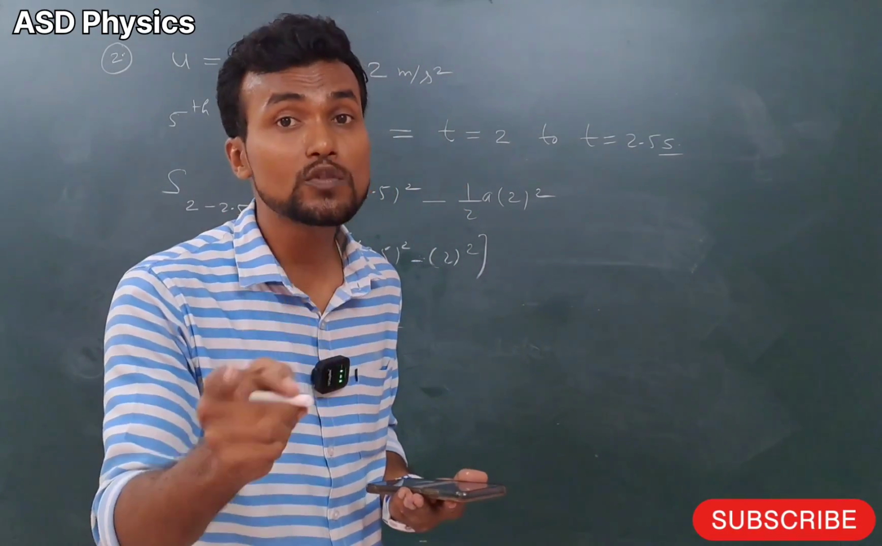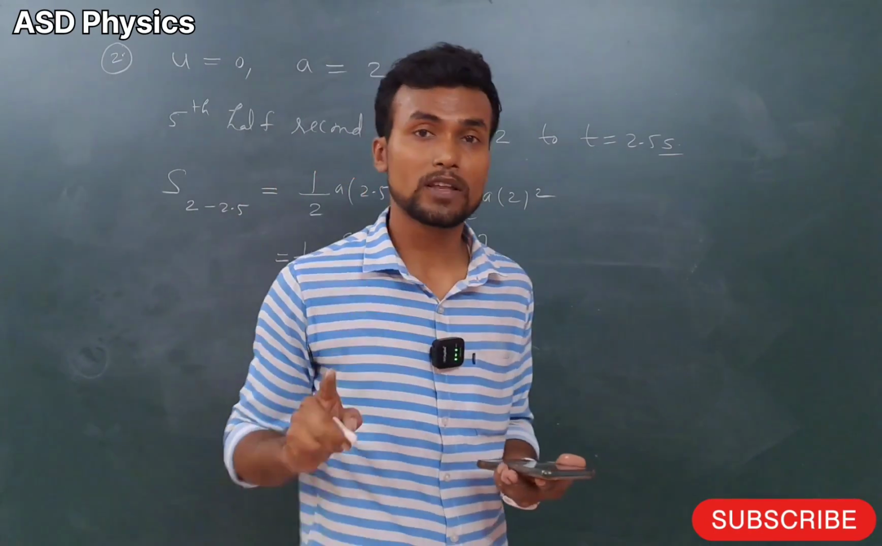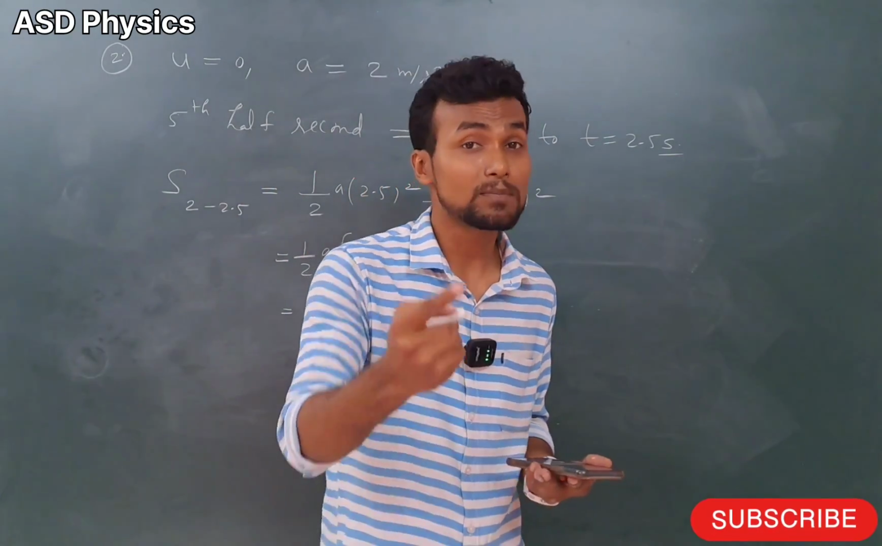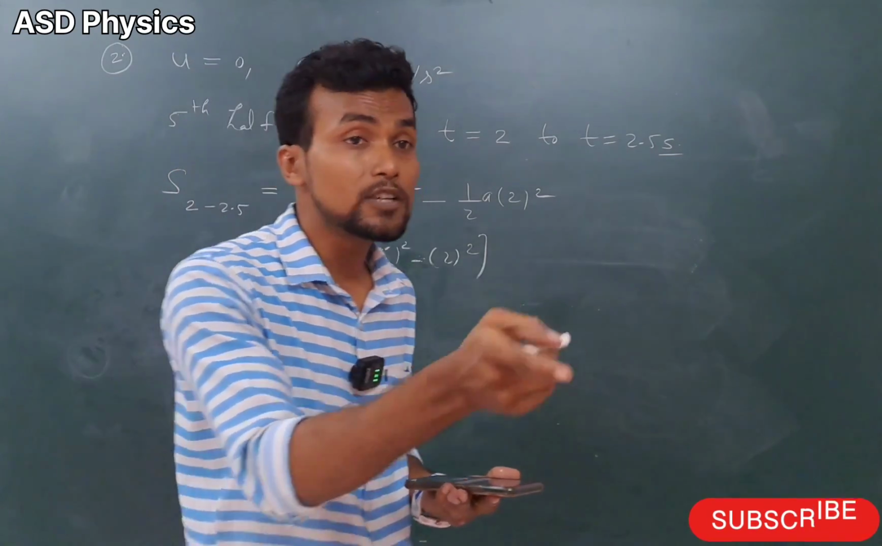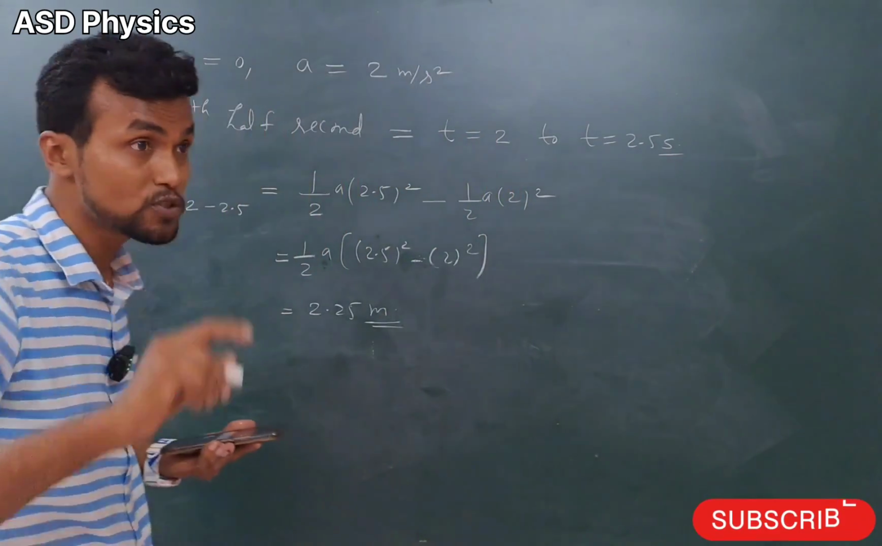That means time will be where to where? T equal to 3 to 3.5. If they say the 9th half second, that means 9/2, how much? 4.5. So t equal to 4 to t equal to 4.5 second. Okay, I hope this is very clear.